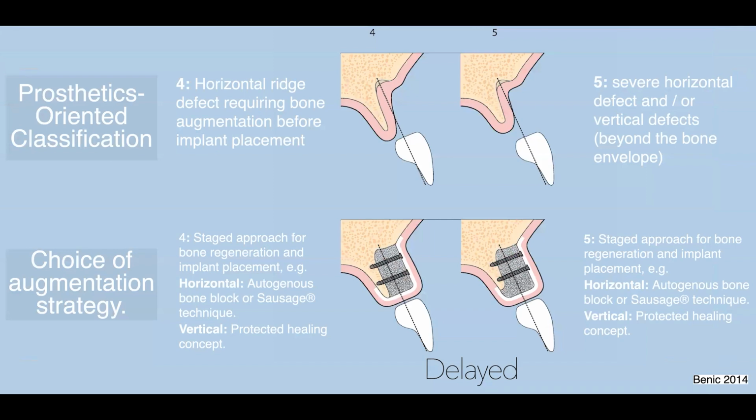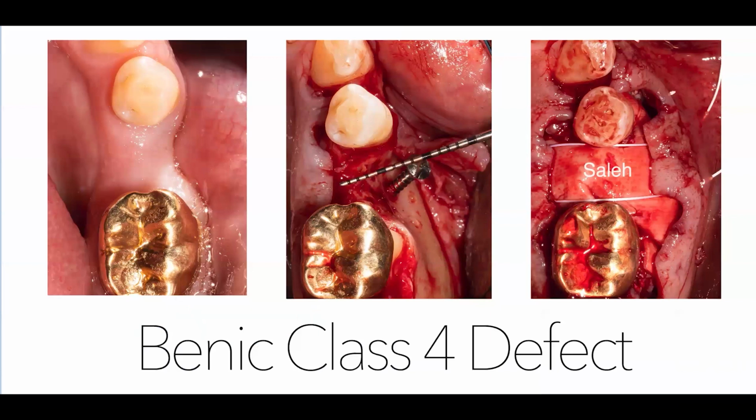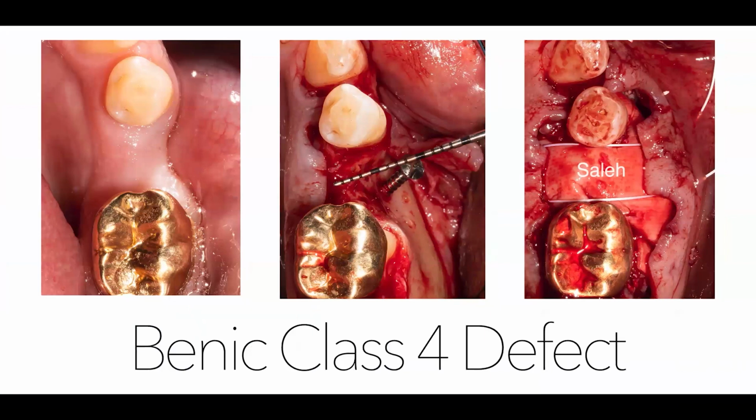But as we said, we have class 4, which is a horizontal ridge deficiency where Bennett didn't recommend placing the implant at the same time. He recommended a delayed approach. And also class 5 is a horizontal and vertical deficiency. Both of them are beyond the bony envelope, but 4 is only horizontal, and 5 is horizontal and vertical. So I'll show you an example of a class 4 defect, which is a horizontal defect that is slightly outside the bony envelope.